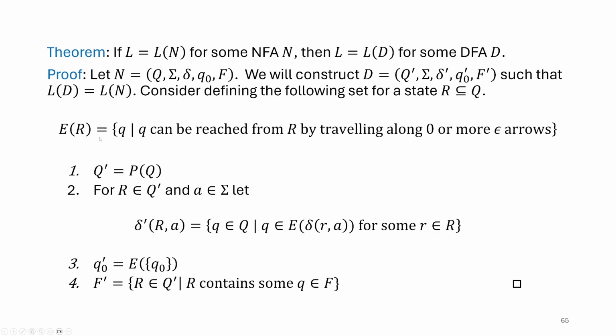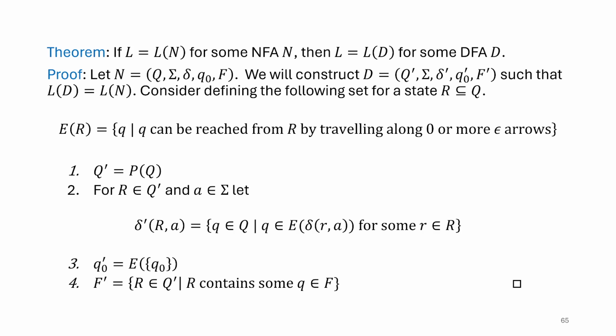Now we're going to define this new set here, E of R. It's going to be all the states in Q that can be reached from R by traveling along 0 or more epsilon arrows. So if we are in the set R, but some of those states in R have epsilon transitions leading to other states, we want to include those other states into this set, E of R.